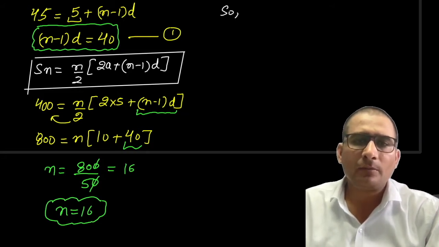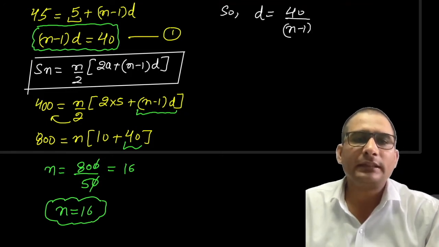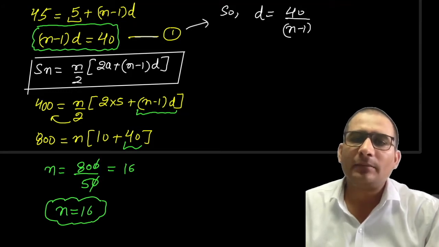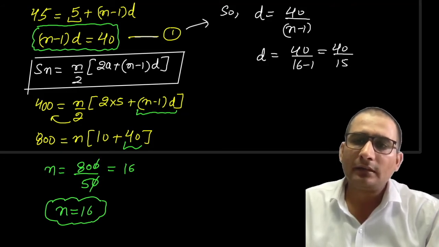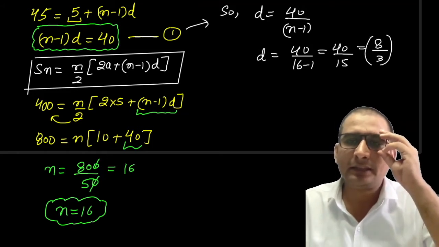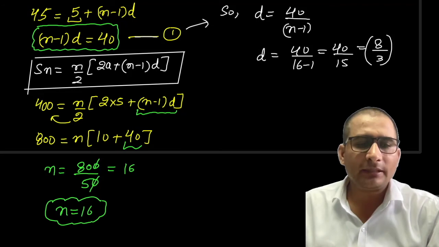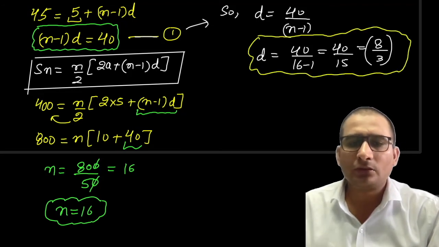So from equation 1 d can be written as 40 upon n minus 1. यहाँ से equation 1 से आप देखेंगे तो it can be written like this. Put the value of n in this case, 16 minus 1, तो आएगा 40 upon 15 and it can be written as 5 8 जा and 5 3 जा 8 by 3. So the value of d is 8 by 3. So this is the final answer of this question. I hope this question is clear to you.